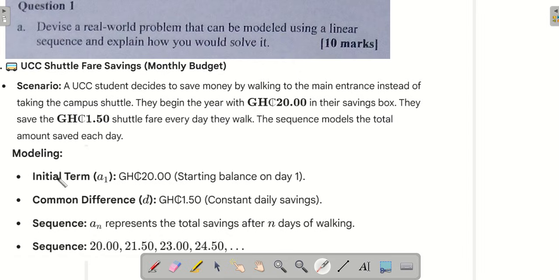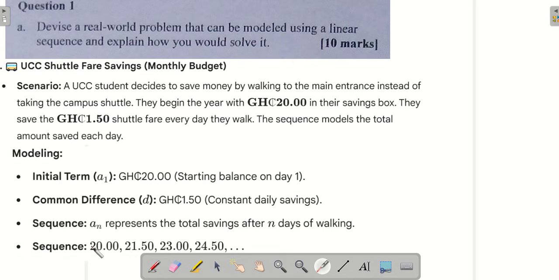So here you can see that the initial term A1 was his amount, 20 Ghana cedis. Initially he began the year with 20 Ghana cedis. That was the starting balance on day 1. Then because he walks, he saves every day 1.5 Ghana cedis. That becomes the common difference, constant daily savings. And your nth term, that's the sequence, represents the total savings after walking for n days.